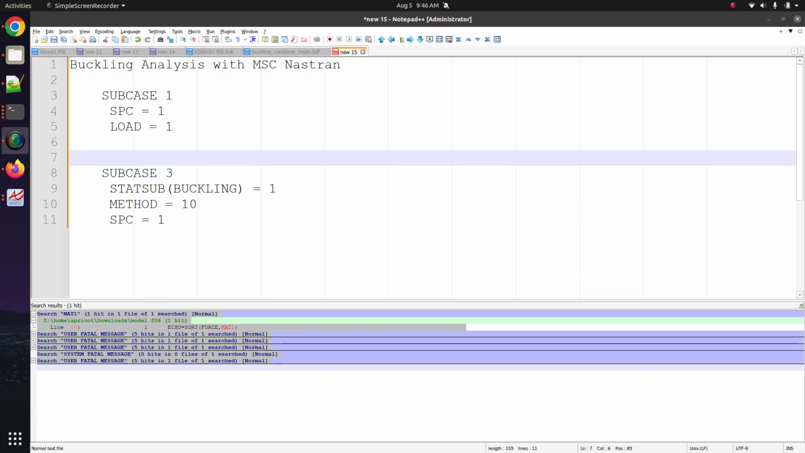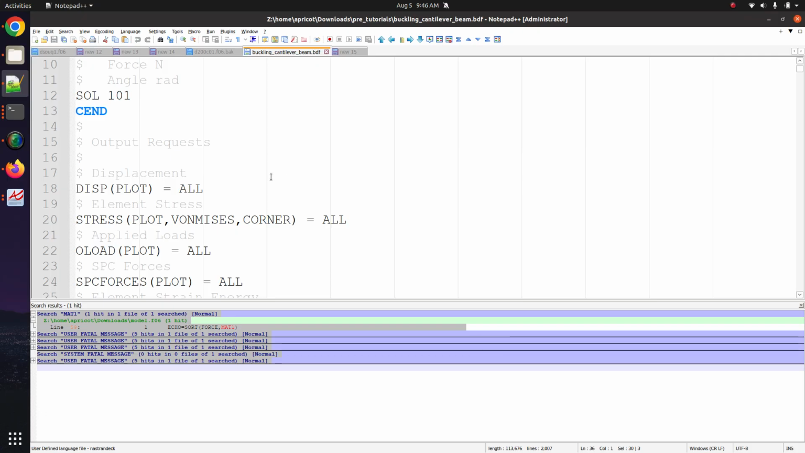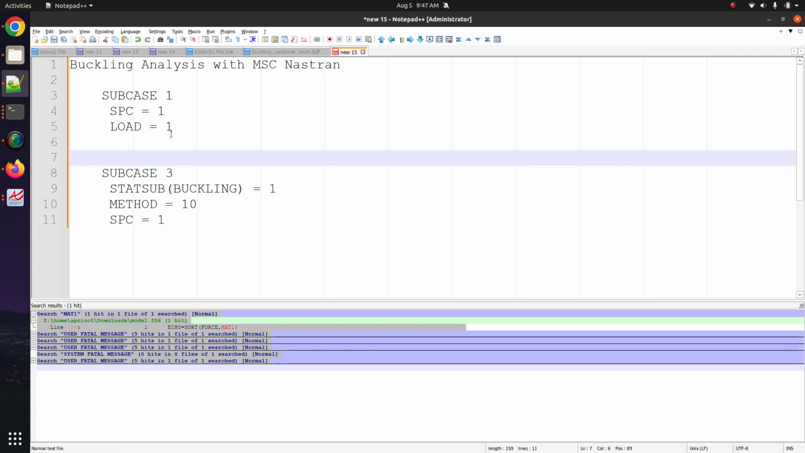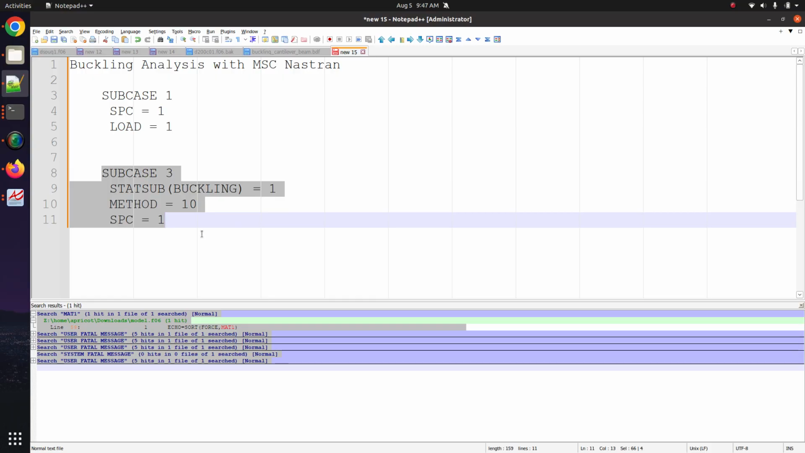In this video, we are going to talk about how to perform a buckling analysis with MSC Nastran. This is ultimately what you want. The top of your bulk data file should be first configured for a statics analysis or SOL 101. You want some load cases for that statics analysis, and then you want to create a second set of subcases that perform the actual buckling analysis.